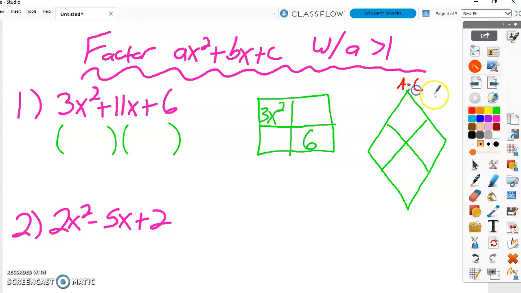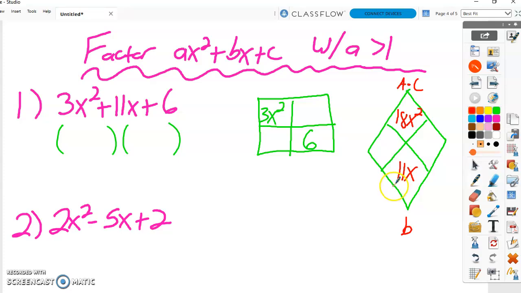And now in the diamond, we are going to multiply those pieces together. We're going to multiply A and C. 3x squared times 6 is 18x squared. All right, the B term is going to go in the bottom. Okay, the B term is 11x.